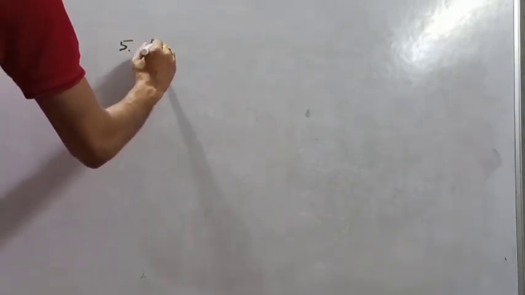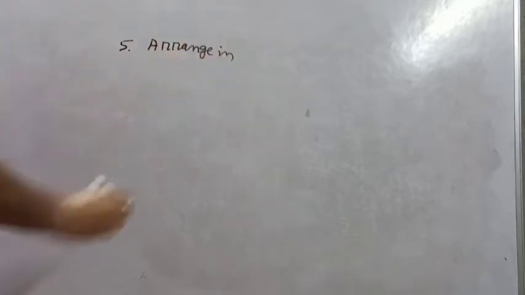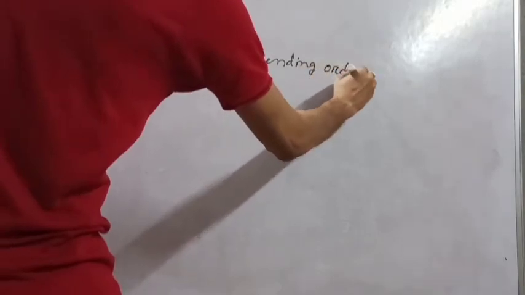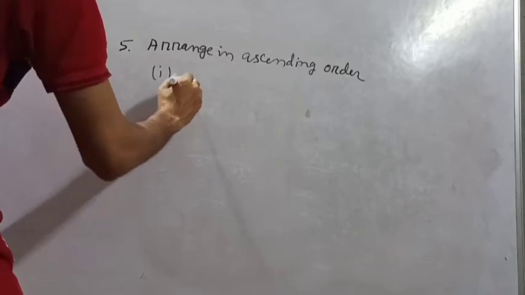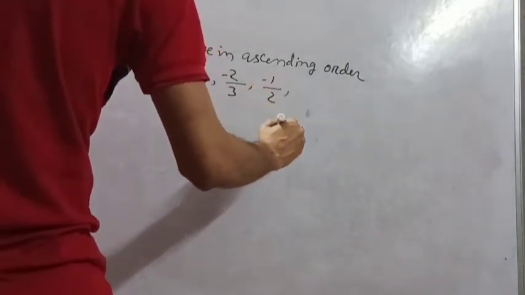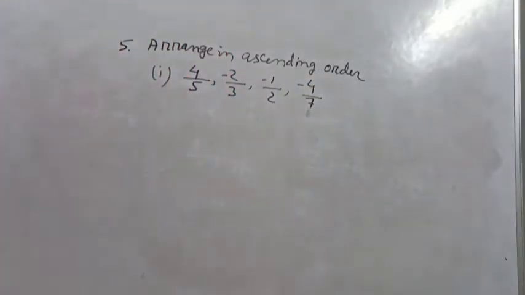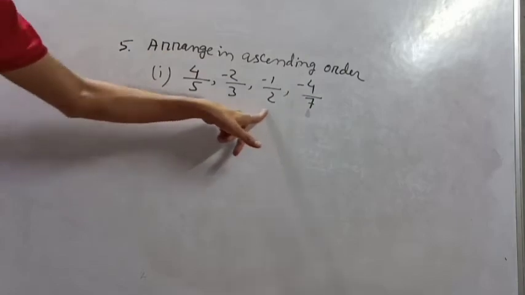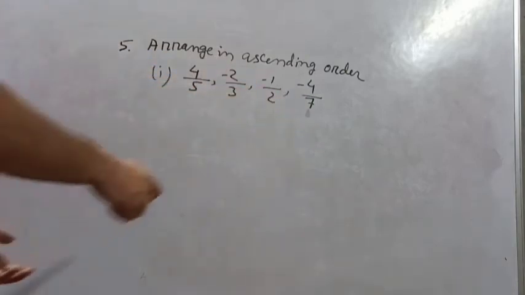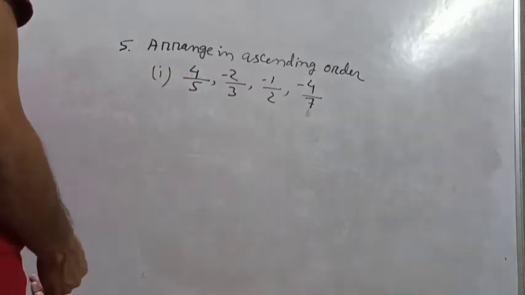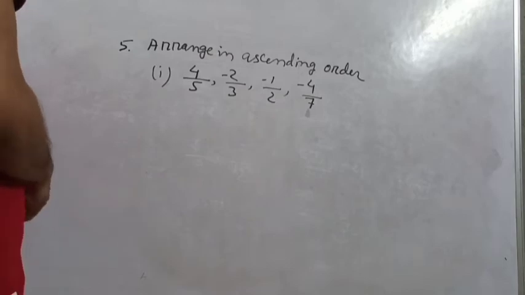Now we have arranging in ascending order and descending order. Number 1: 4 by 5, comma, minus 2 by 3, comma, minus 1 by 2, comma, minus 4 by 7. Here we have different fractions with different denominators and numerators, so we have to make the same denominator to solve this sum. In ascending order, it is very difficult to say which is smaller to bigger, but if we make the same denominator, then we can say.